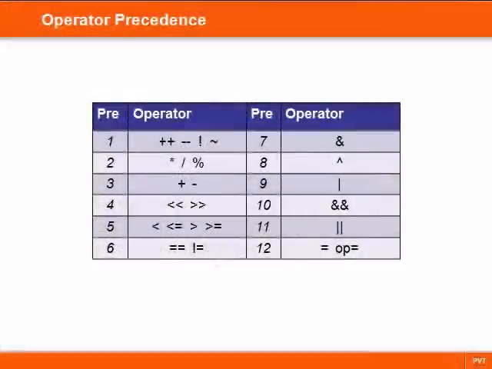Now let's look at operator precedence. In C++, expressions are normally evaluated from left to right. However, as we can see in this table, different operators also have different precedence that determine which one gets evaluated first. This same order applies to many other languages, such as Java and C# also.